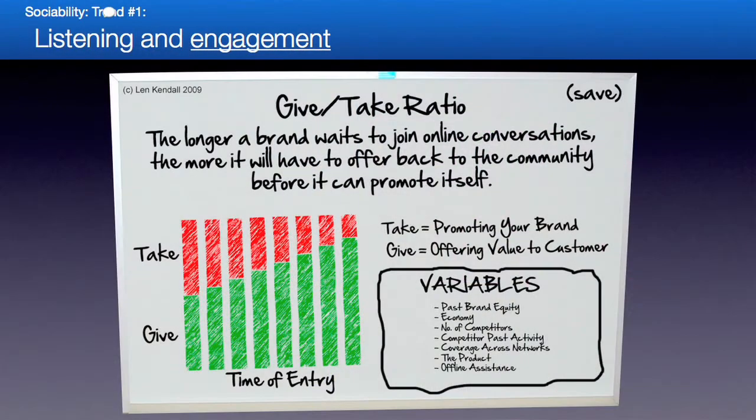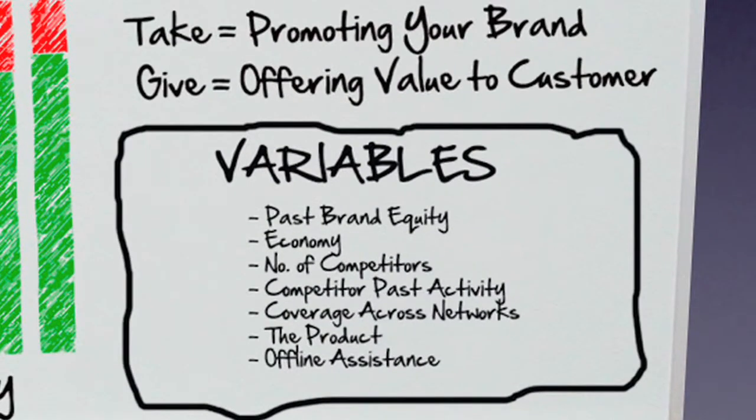There's a give-take ratio, which I love, which is that the longer a brand waits to join online conversations, the more it has to offer back to the community before it can promote itself. So you can't just jump in and say, buy, buy, buy. You have to jump in and talk to the community and engage with them in a way that's valuable before you can promote.